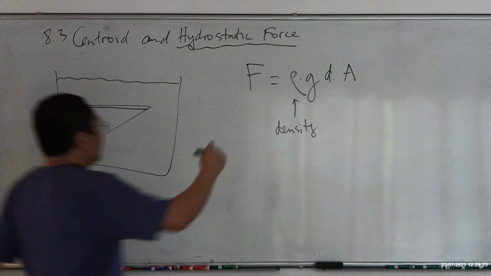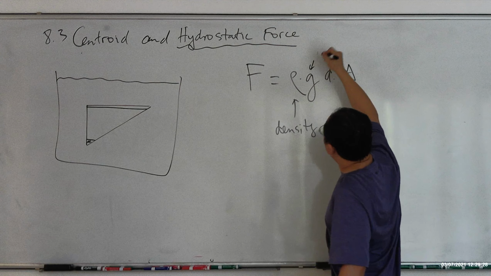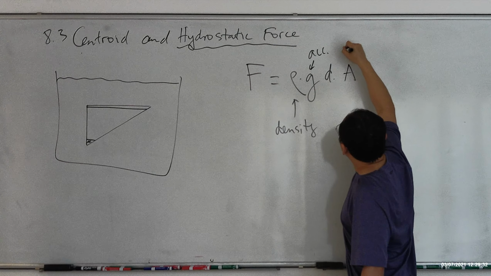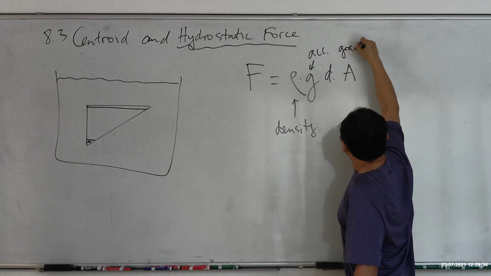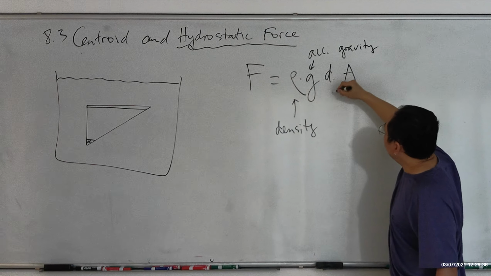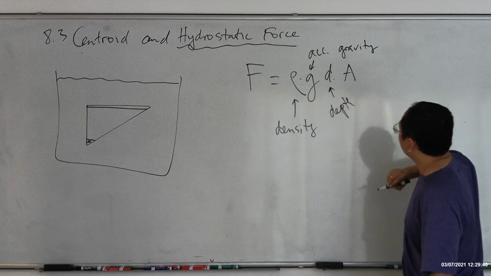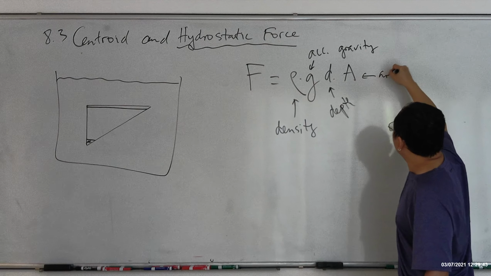Right? And G is the acceleration due to gravity. Okay? And D here is the depth. Okay? And A here is the area.